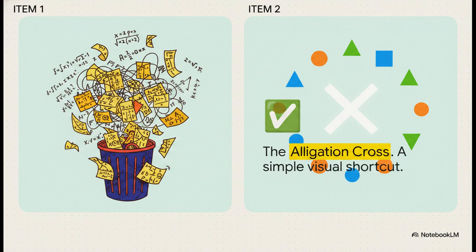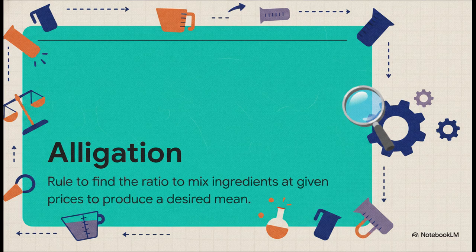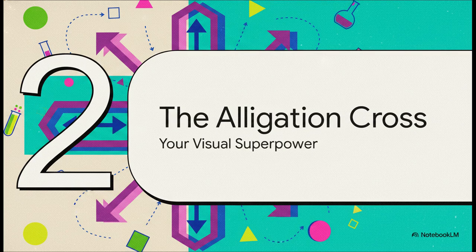It's a surprisingly simple visual shortcut that lets us toss that nightmare formula right in the trash. Instead of doing intense algebra, we just use a basic spatial map to find the answer intuitively. Before we start drawing that cross, let's do a quick refresher on the concept itself. Alligation is really just a fancy, kind of intimidating word for finding the perfect mixing ratio. That's it. No magic, no deep theoretical math. When you have two different things and you want to combine them to make a specific third thing, this is the tool you use. Which brings us to section 2, mastering the alligation cross, your visual superpower.